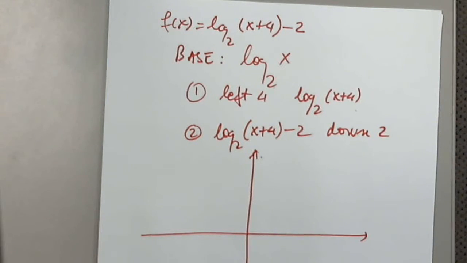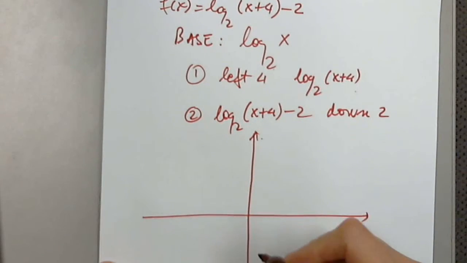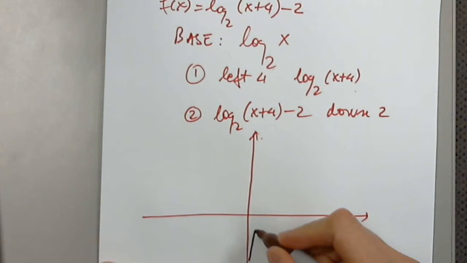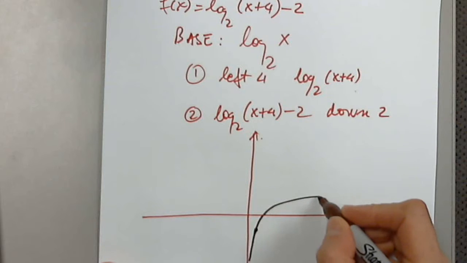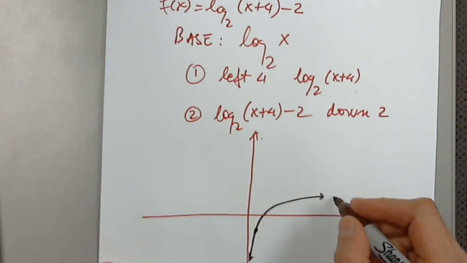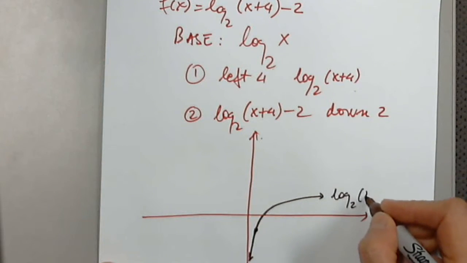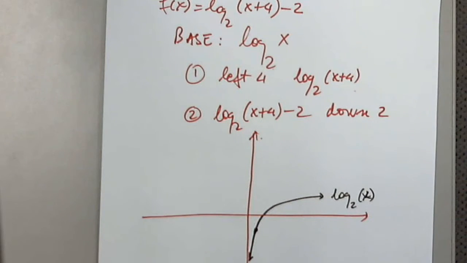Very good. Awesome. And it crosses, don't forget, where? At the x-axis. 1 comma 0. It's the inverse of the exponential. So this is log base 2 of x. Perfect. It has to cross at 1 comma 0.